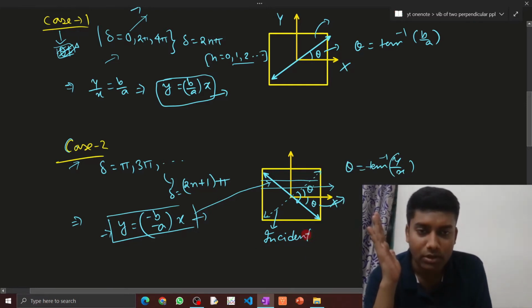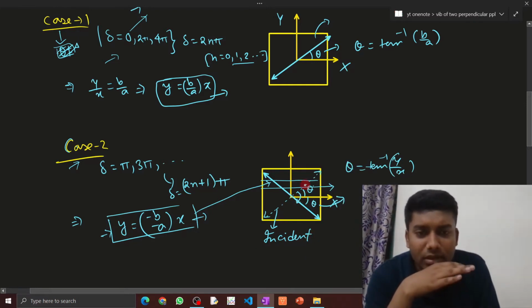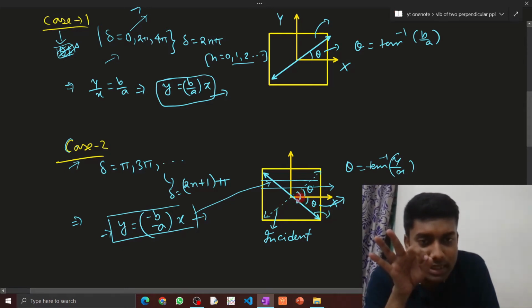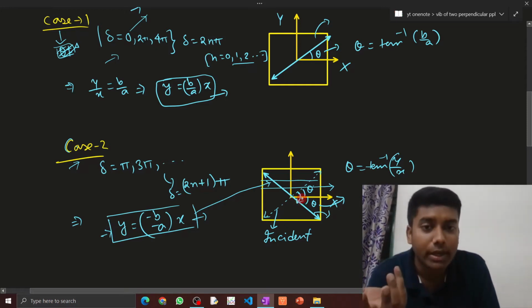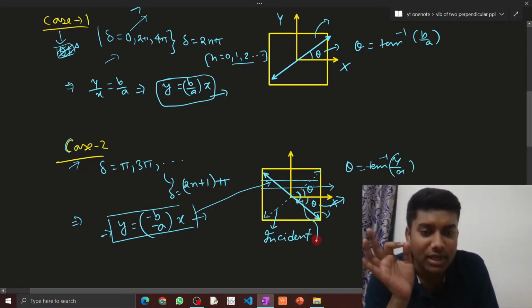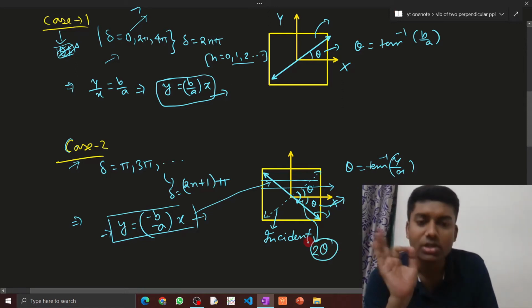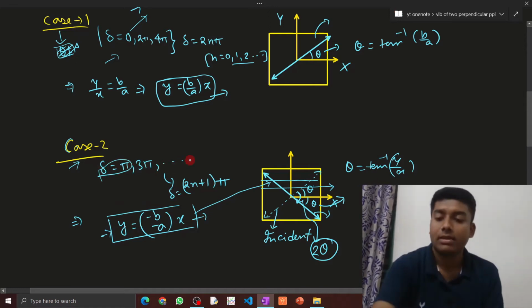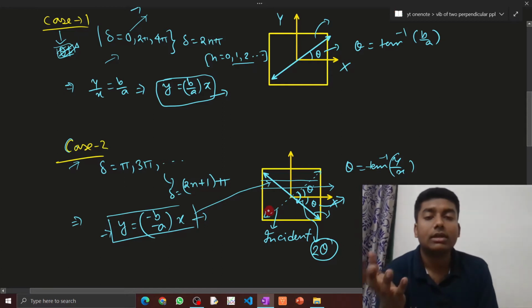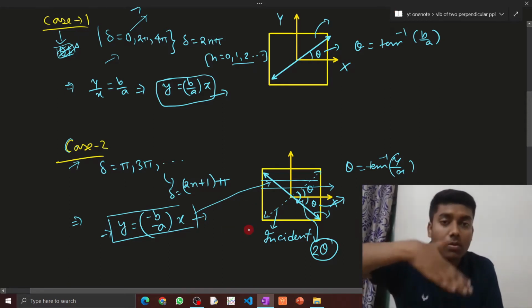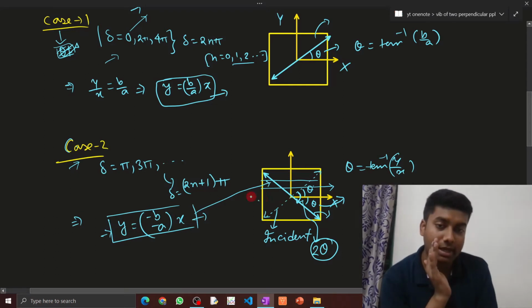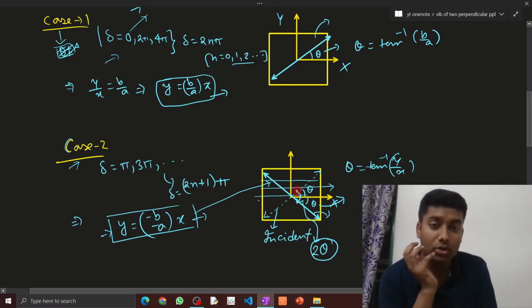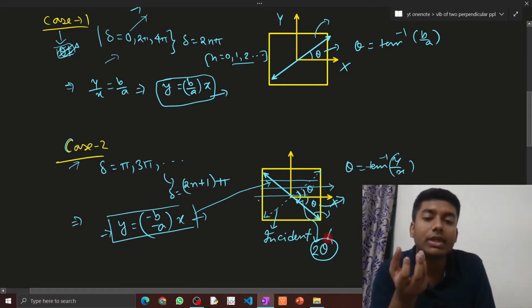And this is the emergent wave. You can see this is the angle by which it is rotated, and this angle is 2 theta. So whenever delta equals pi or 3 pi, like this, the emergent light will be rotated by an angle 2 theta along the optic axis.